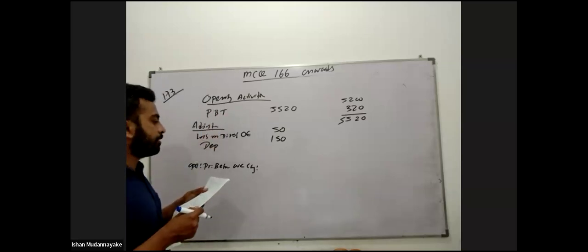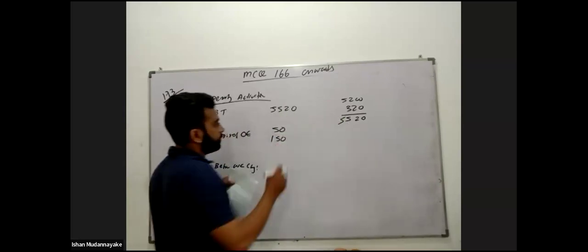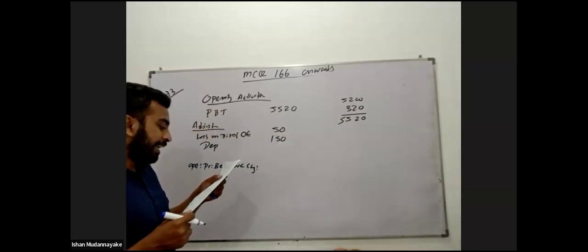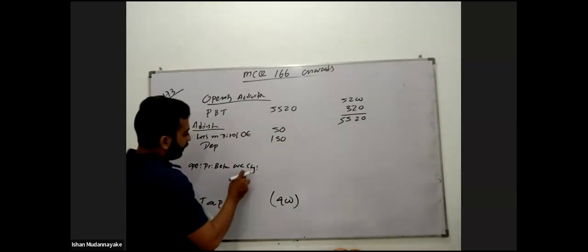Income tax expense we have added to calculate profit before tax 5,520. Income tax paid, tax paid, we need to deduct separately, 400. Interest paid also is deducted separately. Increase in debtors.